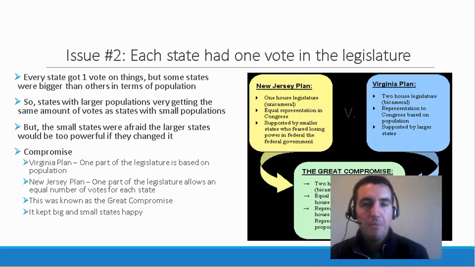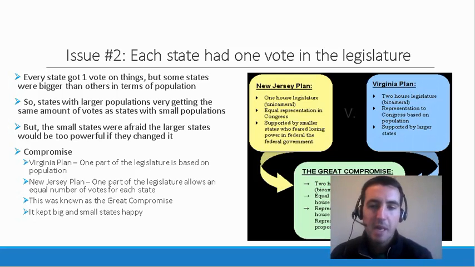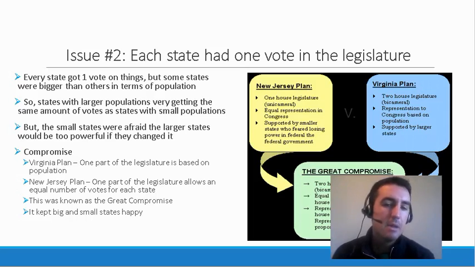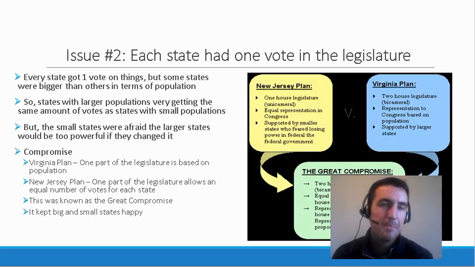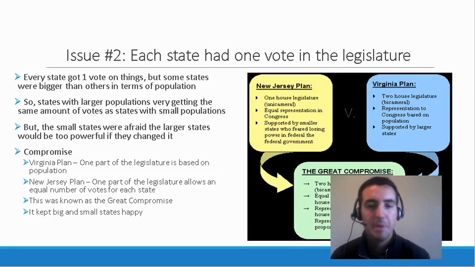Another issue, if you remember from the articles, every state got one vote, which a lot of people thought wasn't fair because some states were bigger than others. So larger states would have the same amount of votes as a small state. So if you had 1 million people in one state and you had 10 people in another state, they'd both get the same amount of votes. Doesn't make sense. You'd have one vote for 1 million people, but then one vote for 10 people. Just doesn't make sense.